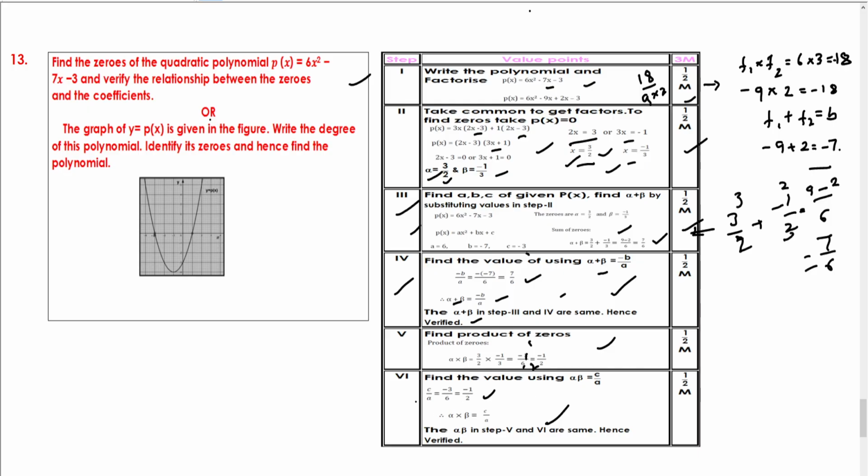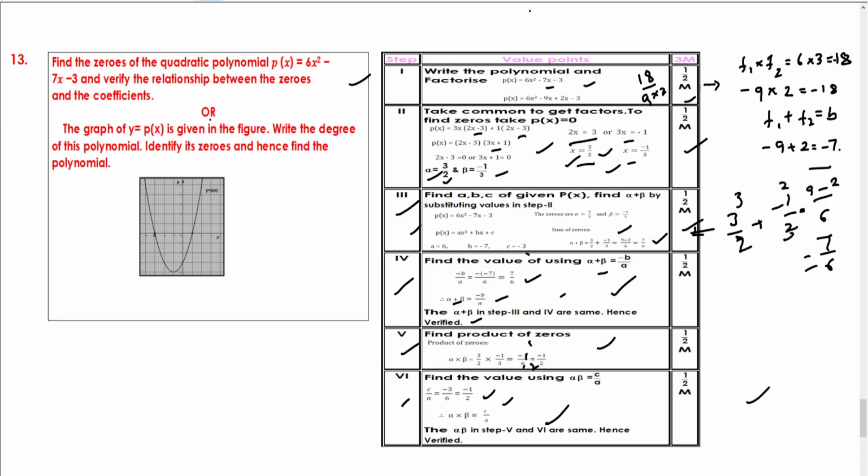You know that in the sixth step, you use alpha into beta is equal to c by a. Carefully study this. Many students make mistakes and get confused while solving this problem. Alpha into beta is c by a. What is c? You have to see, c is minus 3. A is 6. By comparing from step 3, you take minus 3 by 6. Again, you will get minus 1 by 2.